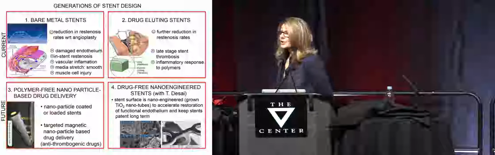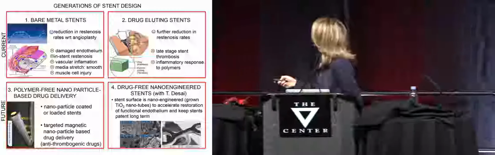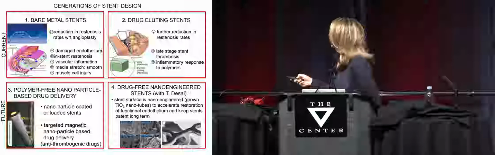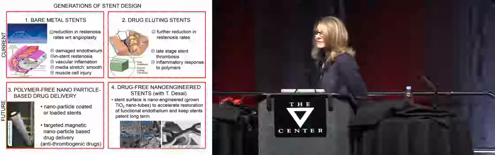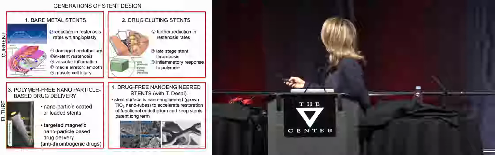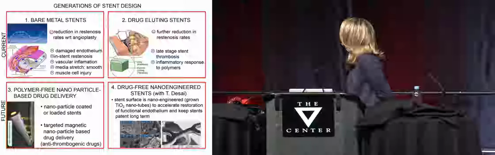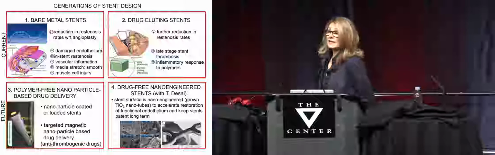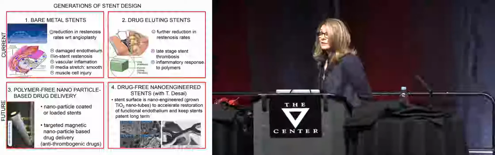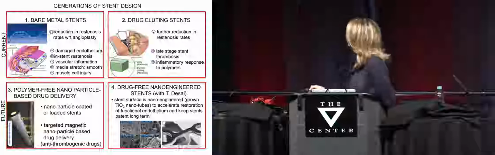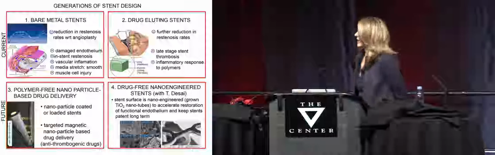caused by the damage to the arterial wall, the different layers of the arterial wall, the innermost endothelial cells, or the smooth muscle cells in the medial layer. So to even further reduce the restenosis rates, the second generation of stents was introduced, the so-called drug-eluting stents. This was in the 2000s. These are the stents whose stent struts are actually covered, lined with a polymer that contains an anti-proliferative drug, which prevents proliferation of smooth muscle cells into the lumen of the artery and lowers the restenosis rates.